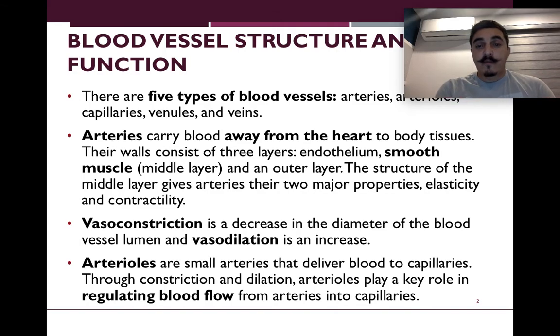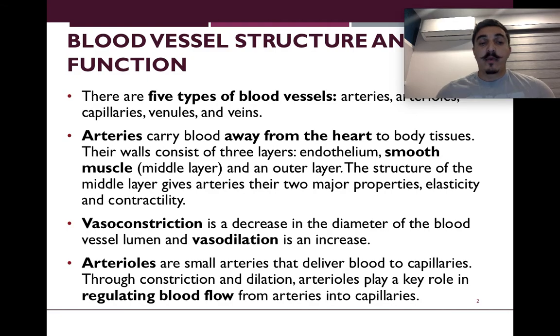The walls of the arteries have 3 layers: the endothelium, the inside, the smooth muscle, which is the middle, and then it has an outer layer. The structure of the middle layer gives an elastic structure and contractility, or its ability to contract. Vasoconstriction is a decrease in diameter, and vasodilation is an increase in diameter. So when you vasoconstrict, this is your diameter, it gets smaller. When you vasodilate, it gets bigger. Okay, so it's either going to increase blood pressure or decrease blood pressure.